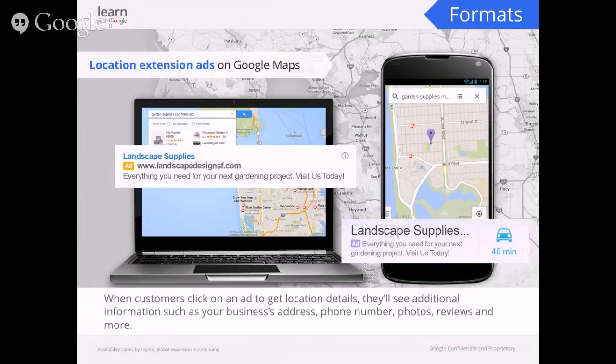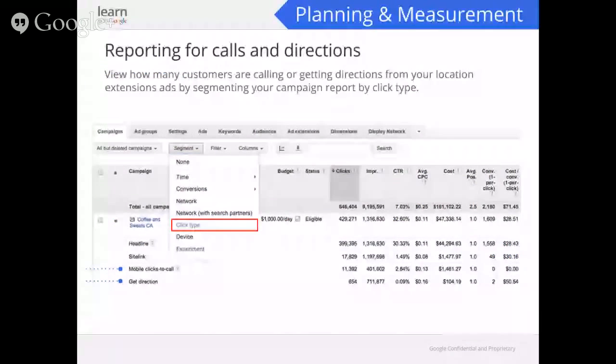Once your location extensions are showing, we want to provide you with the data on their impact to your business. After you have location extensions running, check out which elements of the ad your customers clicked. In this report I'm showing, we're segmenting a campaign by click type to see the number of calls and directions clicks that happened within this particular campaign. You can also segment by click type in other areas of your account, such as the Ad Extensions tab or Ad Group tab. Now let's move on to the second product in this strategy, targeting around your business locations.